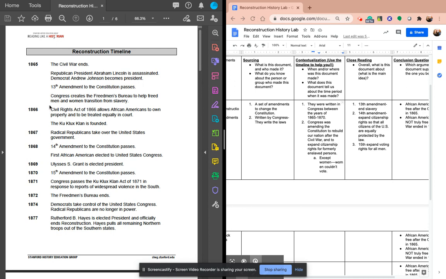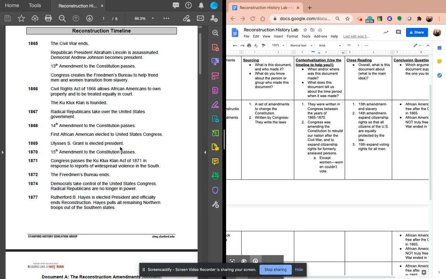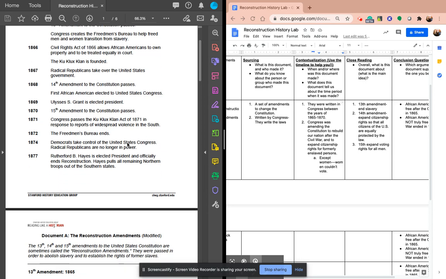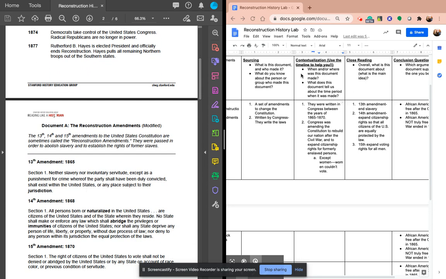So as you will see, you'll have the 13th Amendment here in 1865 and all the things that are happening during that time. And this is just right at the end of the Civil War. Then you'll see in 1868, the 14th Amendment, which deals with citizenship. And then lastly, in 1870, the 15th Amendment, which deals with voting rights. So from there, I know just by that information that they were written in Congress between the years of 1865 and 1870. And what it tells me about this time period is that Congress was amending the Constitution to rebuild our nation after the Civil War and to expand citizenship rights for formerly enslaved persons.